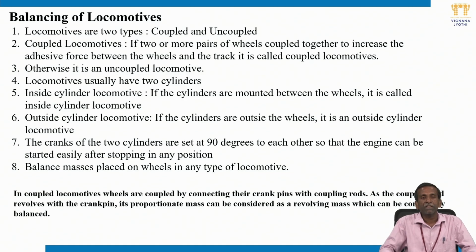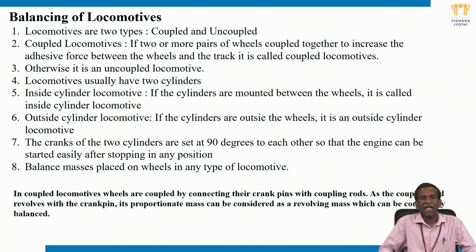Generally these locomotives have two cylinders. It consists of inside cylinder locomotives and outside cylinder locomotives. In inside cylinder locomotives, cylinders are mounted between wheels. It is called inside cylinder locomotive, meaning wheels are outside the cylinders. Cylinders are in between wheels. Outside cylinder locomotives, vice versa. Cylinders are outside the wheels. Wheels are in between cylinders.